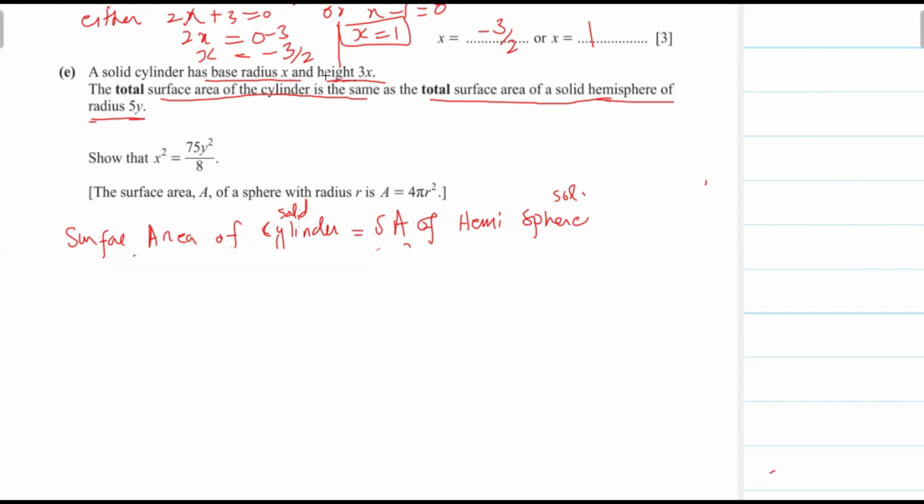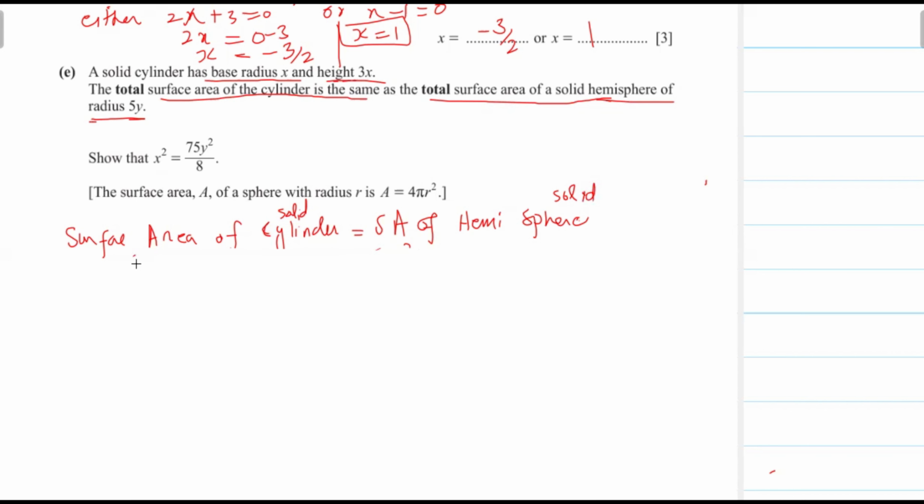Question 5 part E. A solid cylinder has base area x and height 3x. The total surface area of the cylinder is the same as the total surface area of a solid hemisphere of radius 5y. Show that x squared equal to 75y squared over 8. Look here, the total surface area of the solid cylinder is the same as the total surface area of the solid hemisphere. Therefore, we can write surface area of solid cylinder equal to surface area of solid hemisphere.